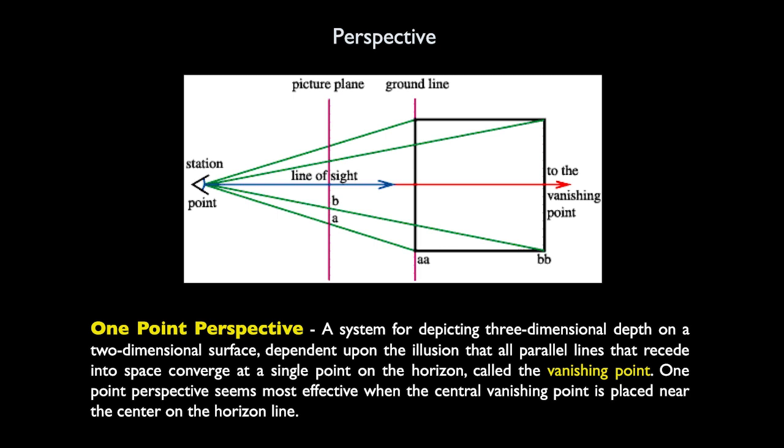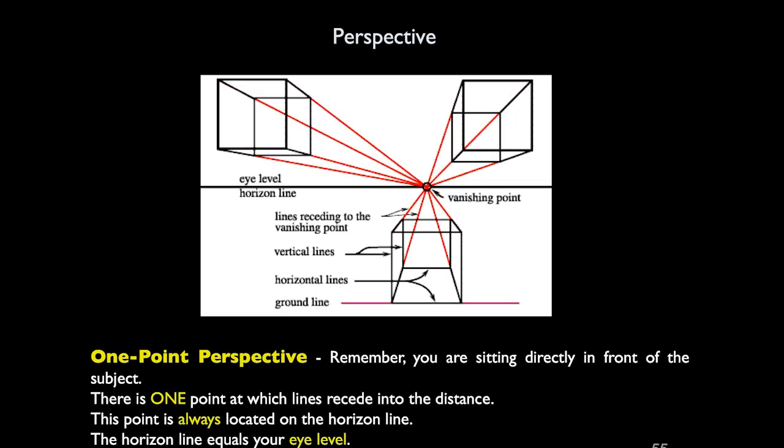So this works best, for instance, for looking down a long hallway when you're directly face on to that element that's receding into space, or even when you're in the car on the road, you look forward as you're driving, and you see the edges of the road recede to one point. So remember, you're sitting directly in front of the subject. There's one point at which the lines recede into the distance, and this point is always located on the horizon line, and the horizon line equals your eye level.